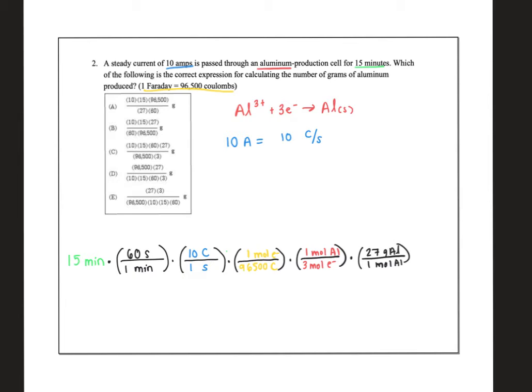So if I smoosh all of this together, we are going to multiply across the top: 15 minutes times 60 seconds times 10 coulombs times 1 mole of electrons times 1 mole of aluminum times 27 grams. And then divide by what's on the bottom: 1 minute times 1 second times 96,500 coulombs times 3 moles of electrons. And the only option that has that particular order with the numbers in all of the correct places is C.